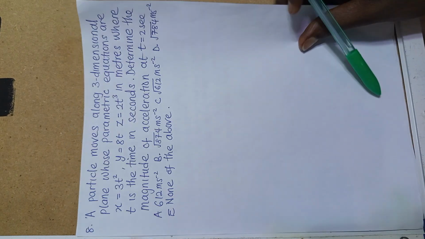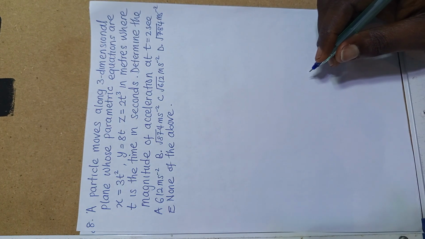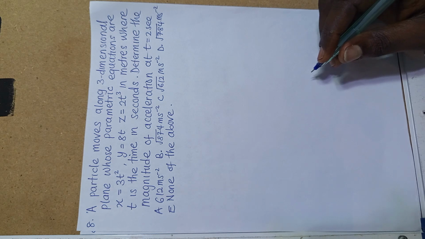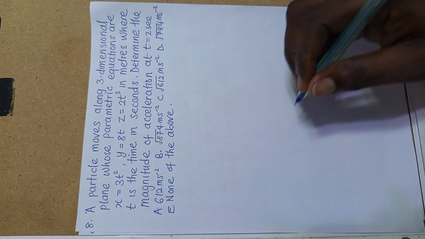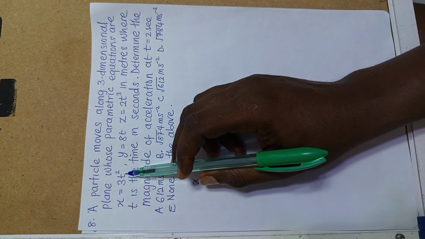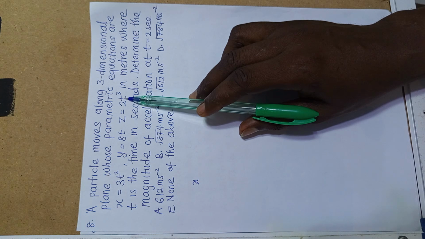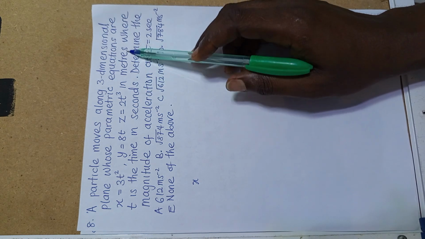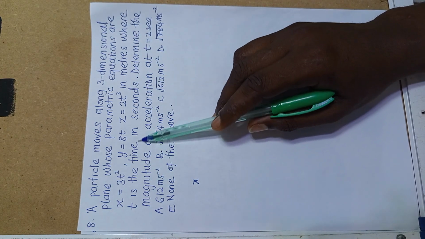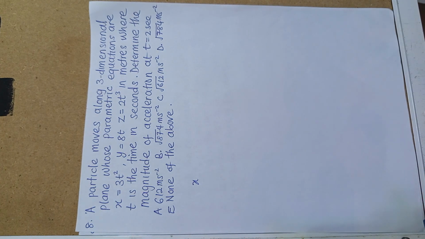Number 8, we have 2 more to go after this. A particle moves along a three-dimensional plane whose parametric equations are x = 3t², y = 8t, and z = 2t³ in meters, where t is the time in seconds. Determine the magnitude of the acceleration at t = 2.